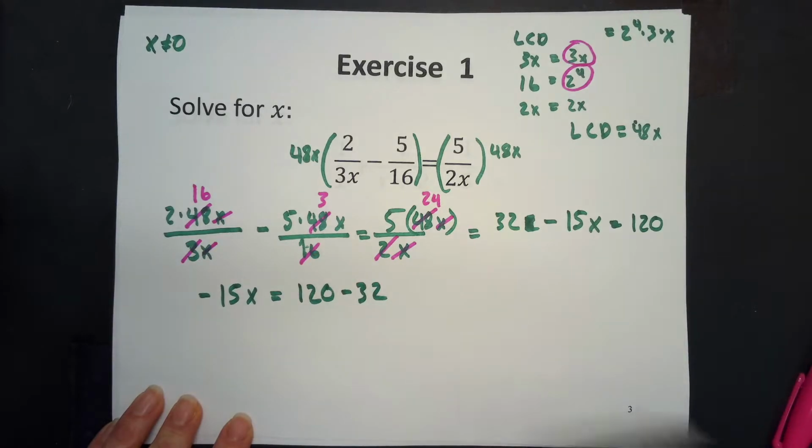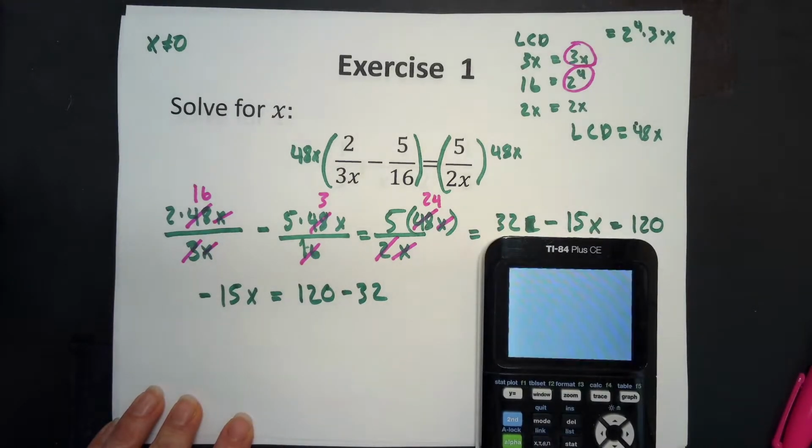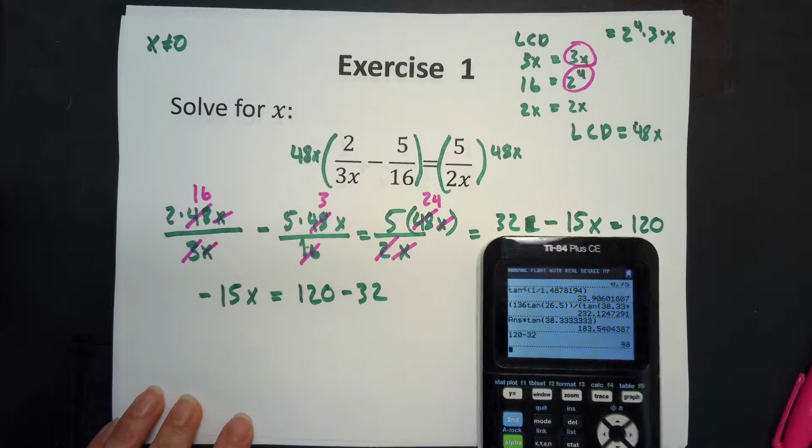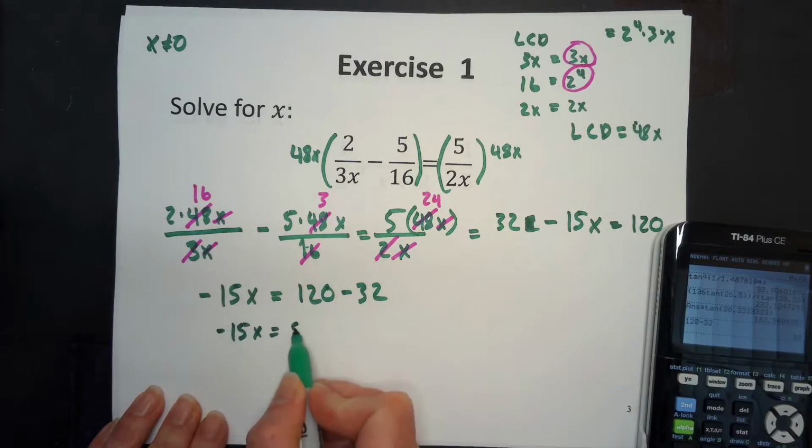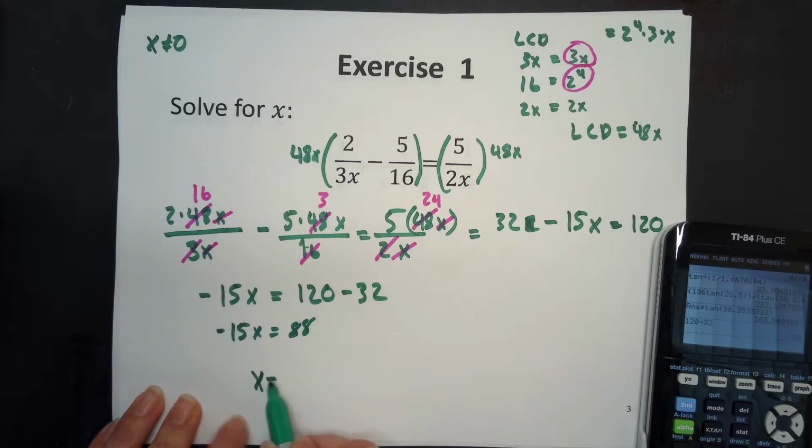And sometimes it's good to have a calculator out. Make sure you don't make a lot of mistakes, especially when we're recording video. And so that's going to be 120 minus 32. And so you're going to have 88, and then you're going to have negative 15x equals 88. And so that means x equals 88 over negative 15. And you always display your answers as fractions.